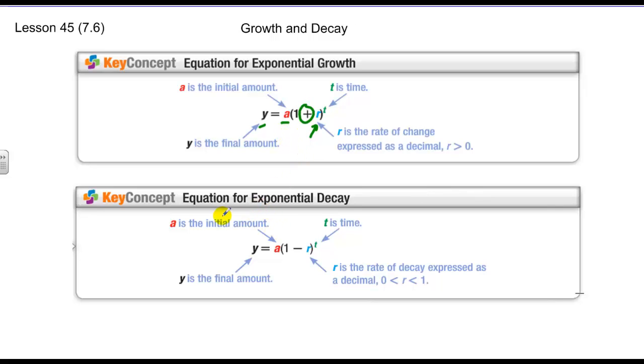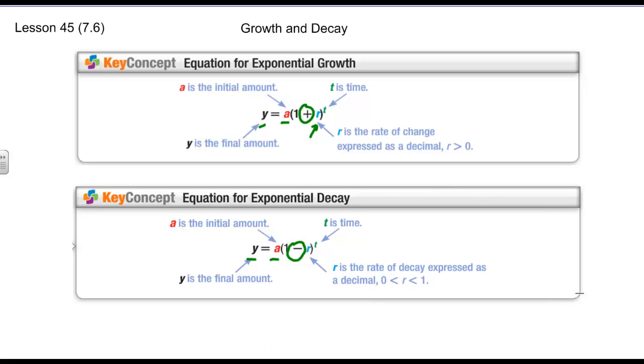You'll see below that when we talk about exponential decay or decreasing, we have the original amount, the initial amount, same as before, but the difference is we're subtracting the rate from 1, and that gives us a decay.